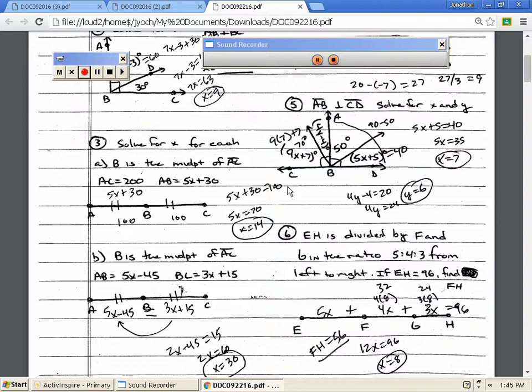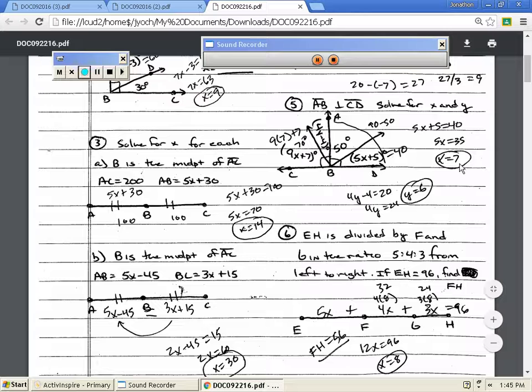Number 5 is going to be a 6-pointer tomorrow. If this is 50 degrees, then this is 40. 90 minus 50 gives you 40 there. 5x plus 5 equals 40. You're going to get x is 7.